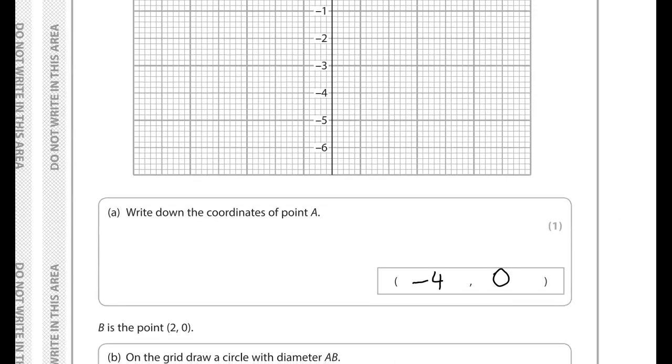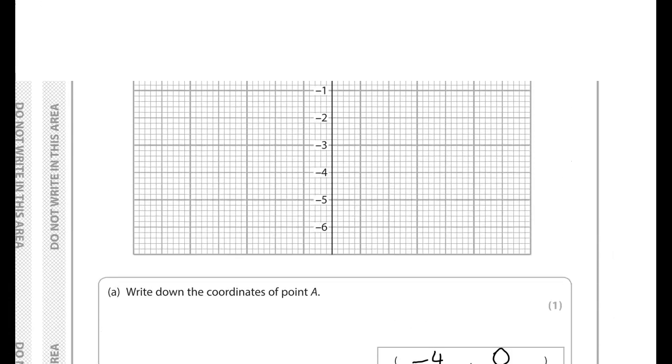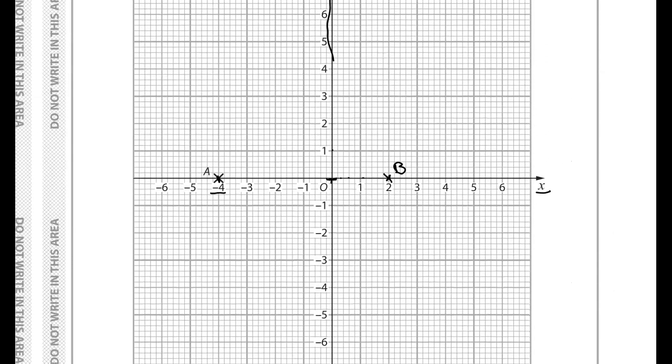So we're going to have to draw a circle with diameter AB. So diameter is twice the radius, so there is 1, 2, 3, 4, 5, 6 squares. So halfway through, which is here, this would be the center of the circle. So the circle will need to go through these points.